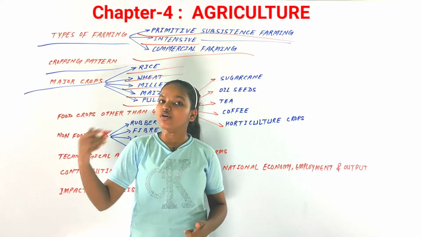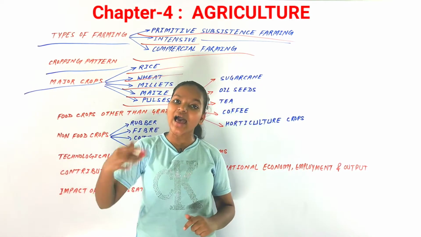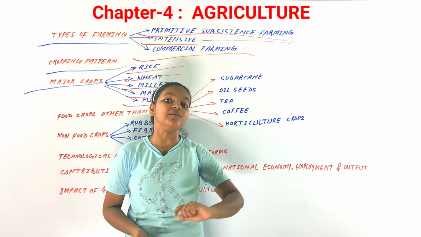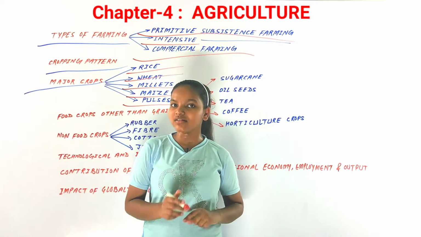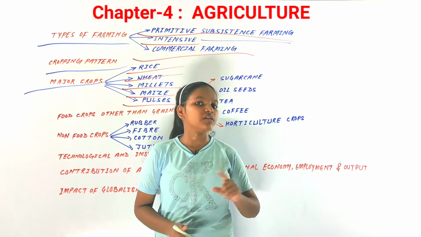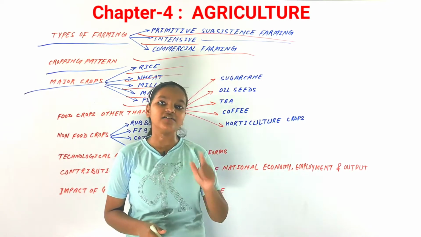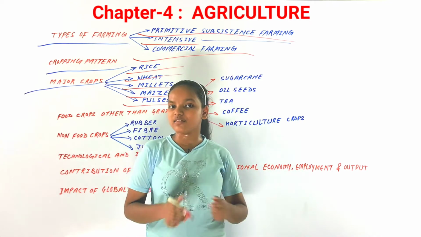We have moong, urad and other pulses like gram and peas. There are many pulses in our country, but these are the major ones, and they are the best for a vegetarian diet as they have a lot of protein. That is why India is the largest consumer of pulses as well.